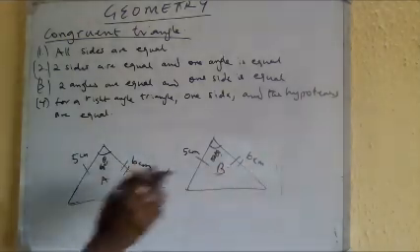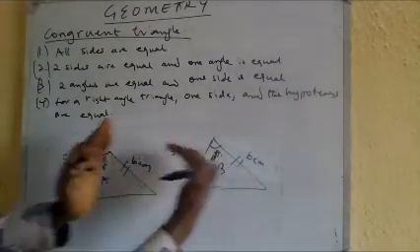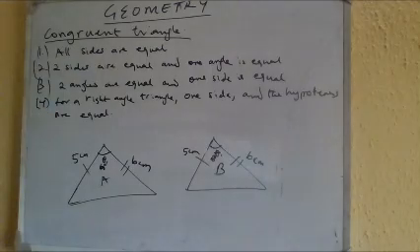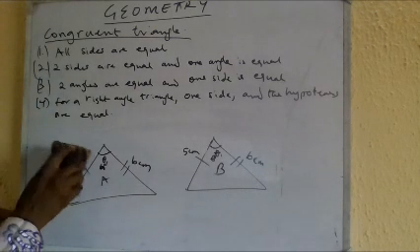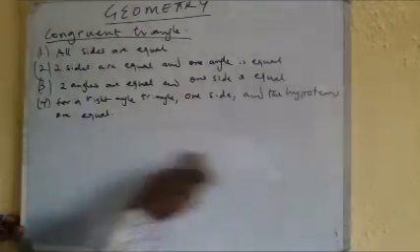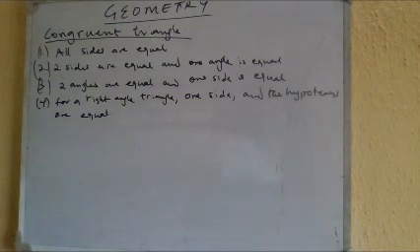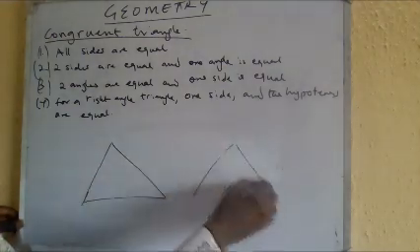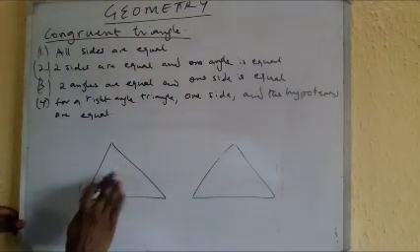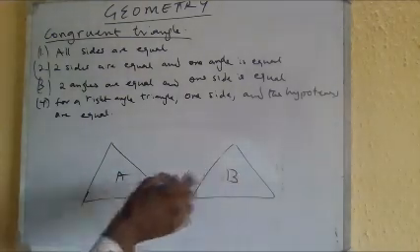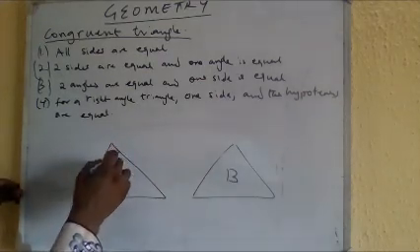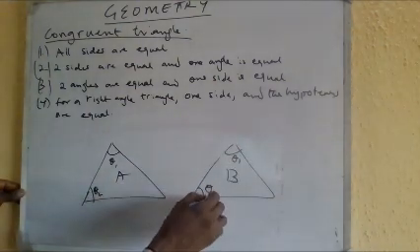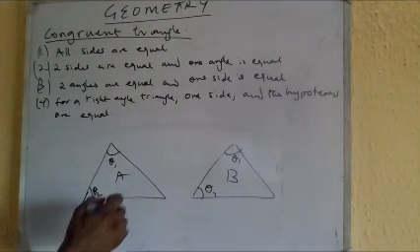Because they have two sides equal. This side corresponding to this side, equal, and the angle in between them, or one of the angles, is equal. The third condition, again: two angles are equal and one side is equal. Triangle A and triangle B are congruent if two angles, θ1 and θ2, the same here, θ1, θ2, you see two angles are equal and one side is also equal.